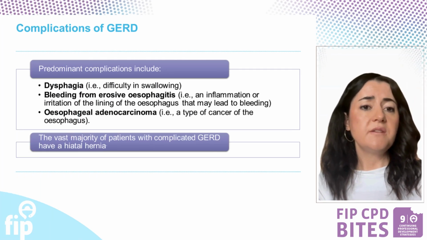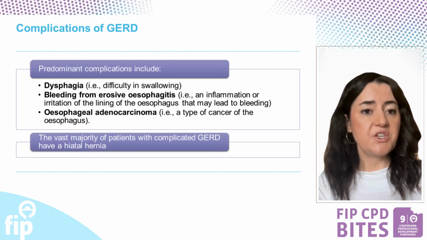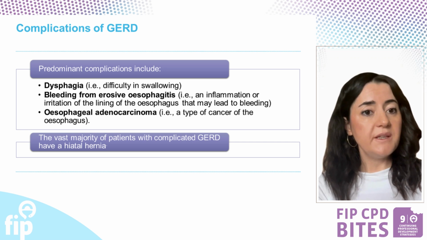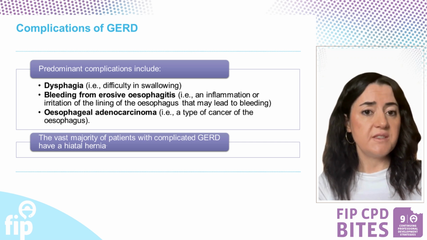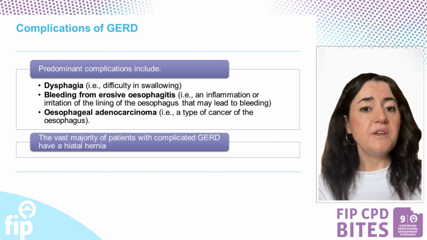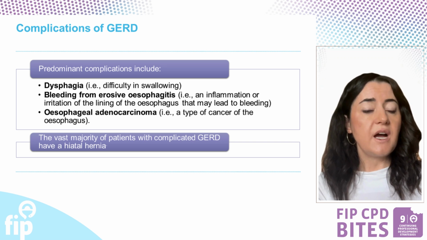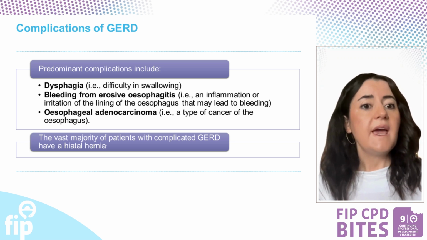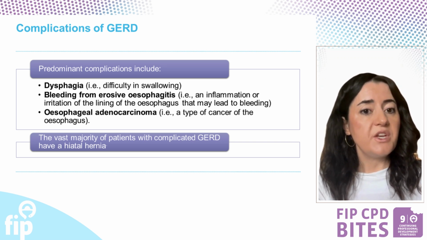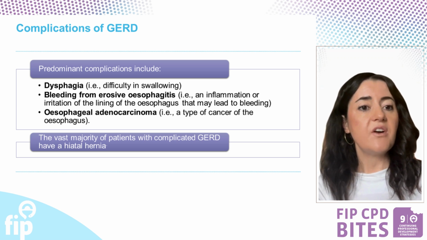The predominant complications include dysphagia, for example, difficulty in swallowing, also bleeding from erosive esophagitis. This happens due to inflammation or irritation of the lining of the esophagus. Esophageal adenocarcinoma, and also the vast majority of patients with complicated GERD have a hiatal hernia.